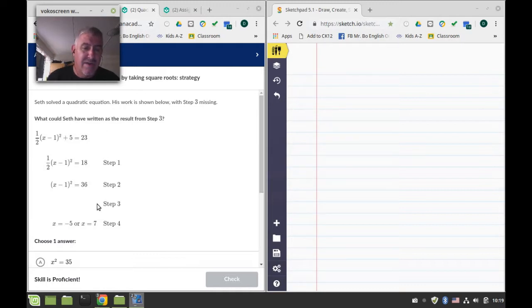So we're going to find a missing step in step 3. Today you're going to see why I've been doing all those steps lately. Let's read first. Seth solved a quadratic equation. His work is shown below with step 3 missing. What could Seth have written as the result from step 3? We're going to solve this problem for x, and then find out what step 3 is. We're going to check step 1 to see if we're the same, check step 2, and see what we could do in step 3. So we're getting a little more difficult than we've been up to this point.